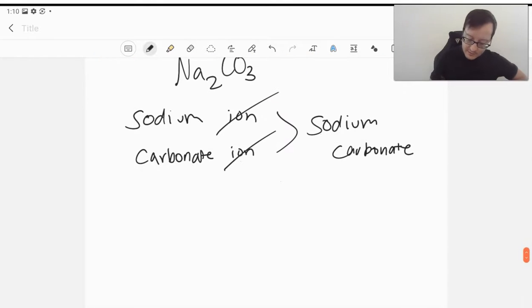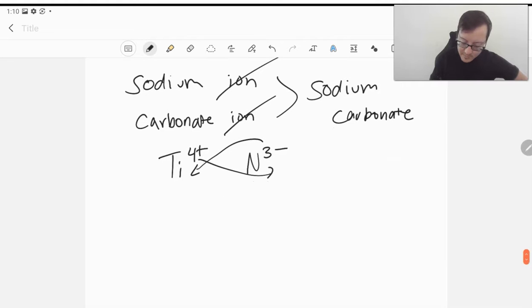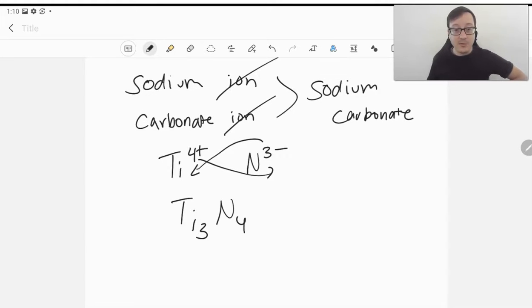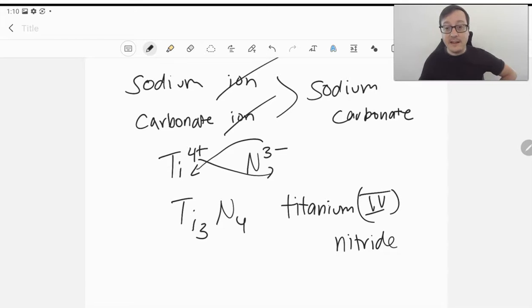So just the same things as the ion names without the word ion. If we have, for example, titanium 4 plus and N3 minus, we can do our crisscross. So this 3 becomes the subscript for titanium, and the subscript for nitrogen becomes 4. This is the titanium 4 ion, and the nitride ion, and so we will indicate titanium 4 nitride.